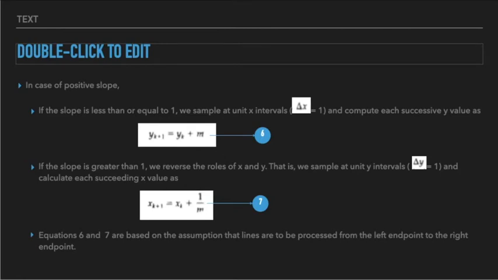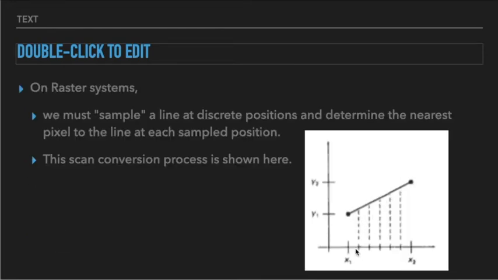In the DDA algorithm, there are two cases, positive slope and negative slope. Positive slope means if the x values are increasing, correspondingly the y values also will be increasing. In case of negative slope, when the x values are increasing, the y values will be decreasing. Here is an example of a positive slope. Here x values increase from 0 to some xm, and y values are also increasing from 0 to ym. So when x values increase, y values also increase. So this is a positive slope.